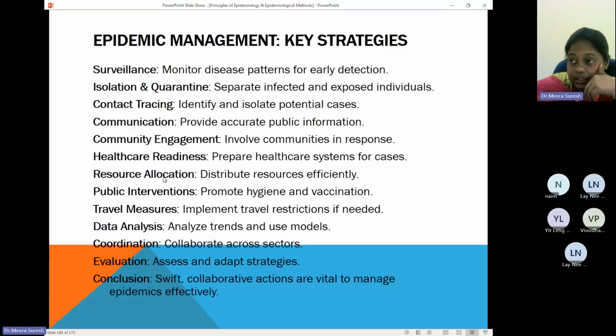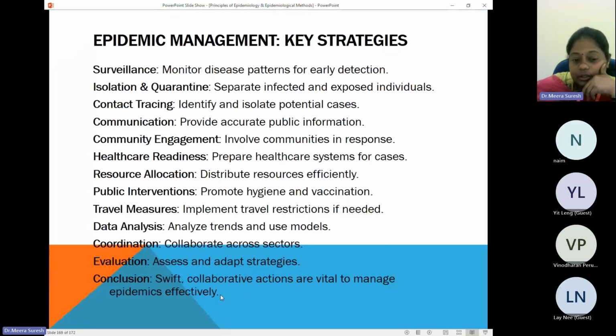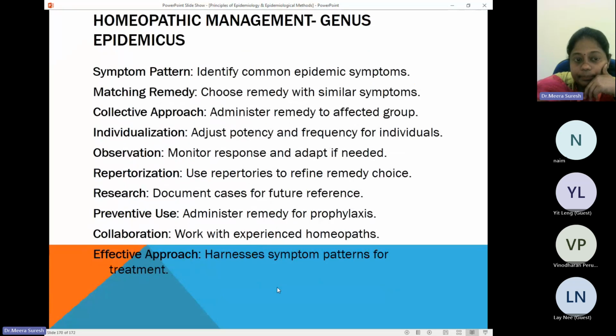Then the healthcare readiness or responsiveness, resource allocation, public interventions, especially in the form of promoting hygiene maintenance and also vaccination, travel measures in case imposed travel restrictions, coordination, evaluation, and doing the collaborative actions. So these will be the key strategies in a case of epidemic management.